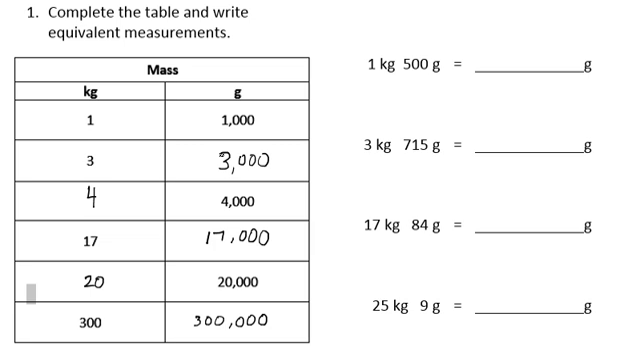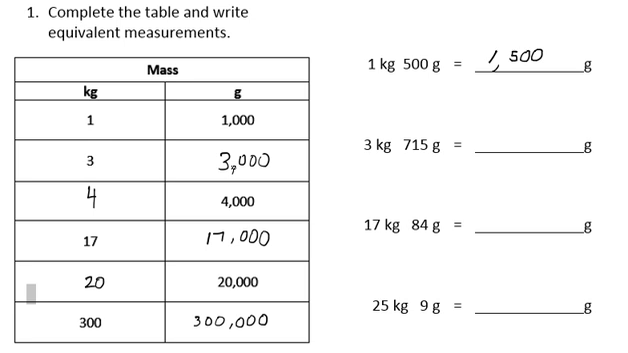If I look off to the side, now we're going to convert the measurements numerically. So I think of 1 kilogram and 500 grams. We're asking how many grams that would be altogether. So in 1 kilogram I have 1,000 grams. I'm going to combine that with the 500 for a total of 1,500 grams.